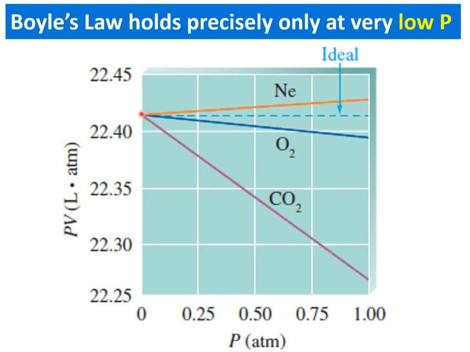So normally, if we are in the ideal behavior, the PV should give a horizontal straight line like the dotted blue line here, okay? But actually, at high pressures, if you look at other gases here, like carbon dioxide and oxygen, they deviate from the ideal behavior, particularly at high pressure. But if you go to lower pressure, all of them go to the ideal behavior. We will investigate, inshallah, and I will describe in the next lecture the real behavior and the deviation from the ideal behavior.